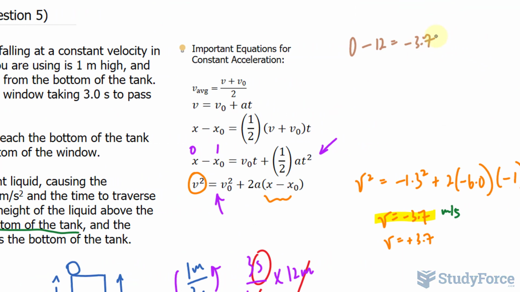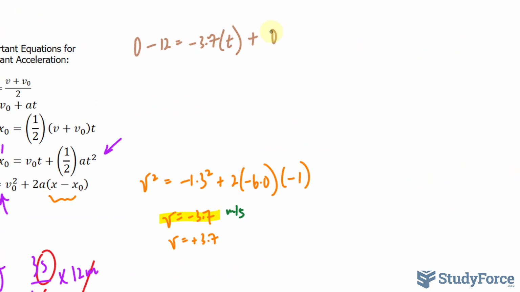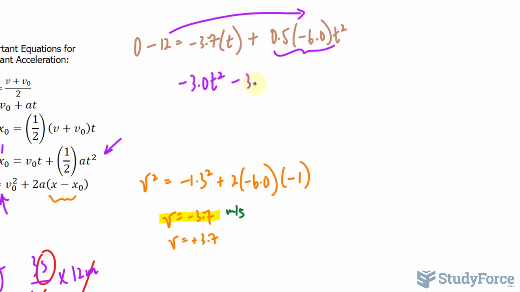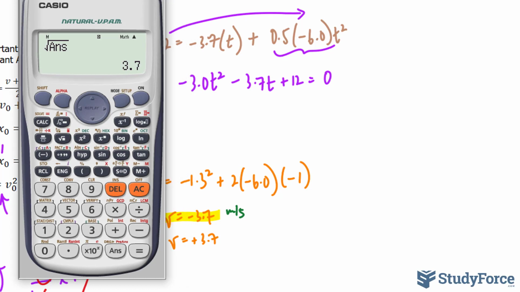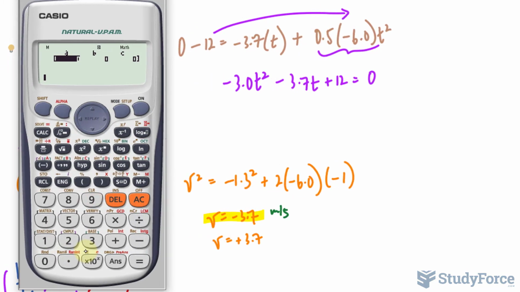-3.7 times the time which we're looking for, plus 0.5, and that acceleration was -6.0 t squared. This is a quadratic, because if I move this -12 over, I get -3.0 t squared. I simplified this term. Minus 3.7 t plus 12 is equal to 0. This is a quadratic, so we should get up to two solutions. And rather than using the quadratic formula, I'll just use my calculator. It has the feature already.